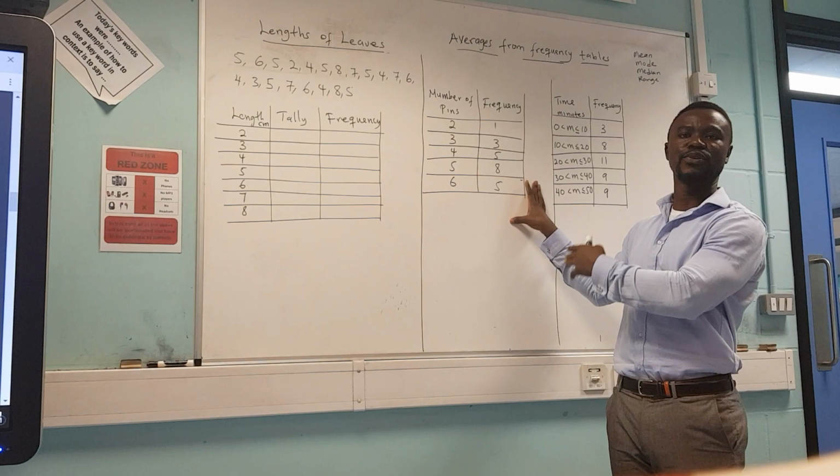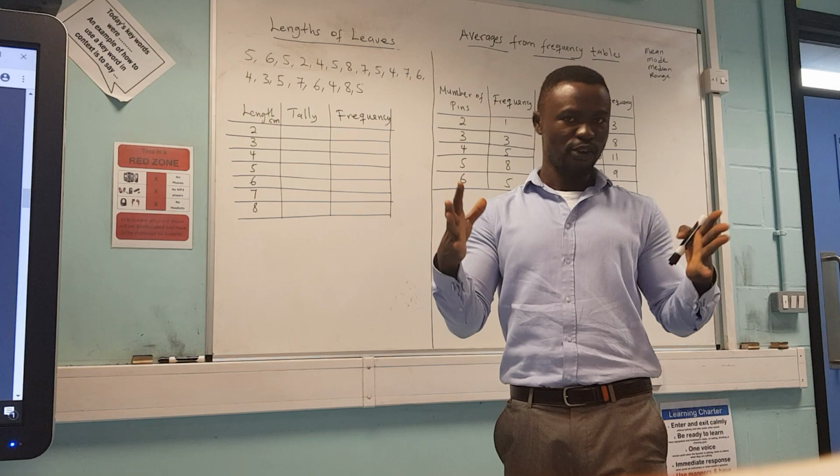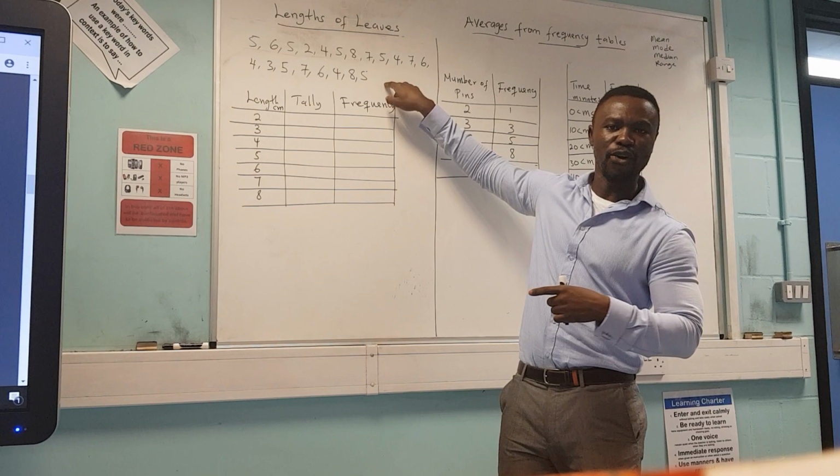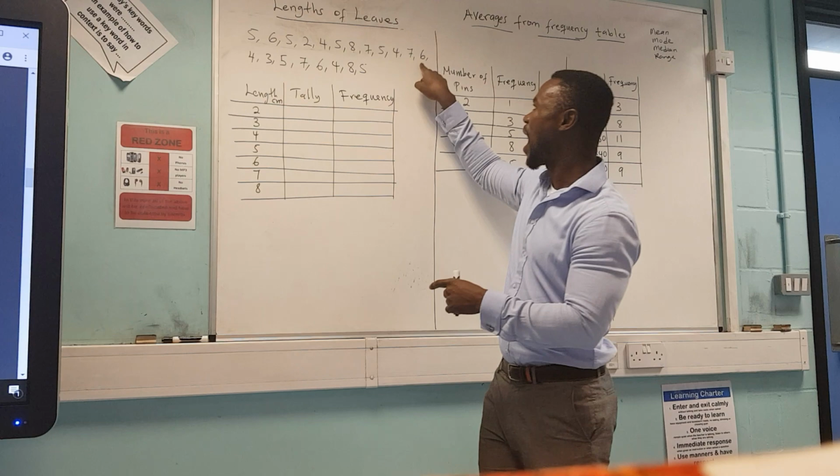In a normal circumstance, when we ask you to find the mean of anything, the definition is that you add all the numbers together and you divide by how many there are. So if I ask you to find the mean of these numbers, all you do is add every single one of them together, then you divide by how many numbers there are.